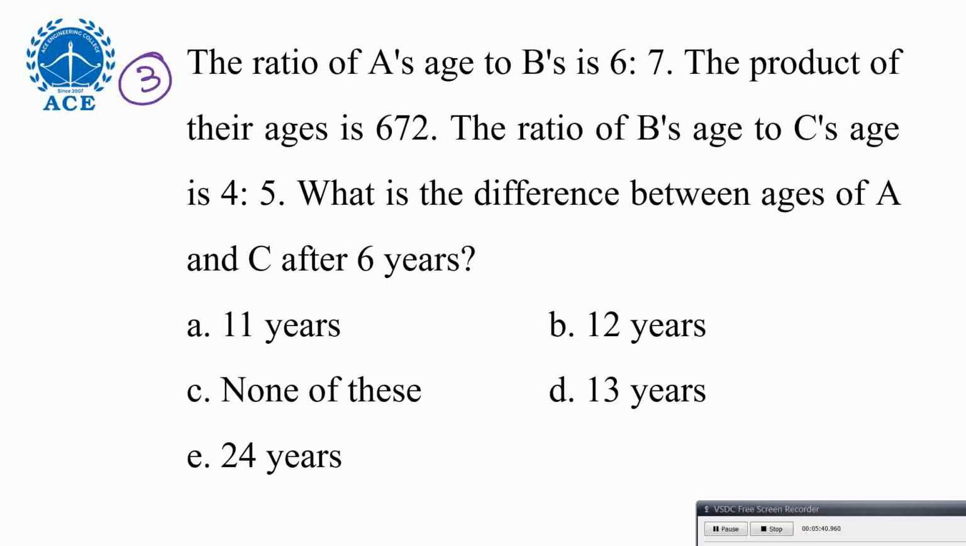A and B ratio is 6 is to 7. A into B is 672. B and C ratio is 4 is to 5. Difference between A and C after 6 years. Listen, one important point, don't get confused by the given "after 6 years" also.